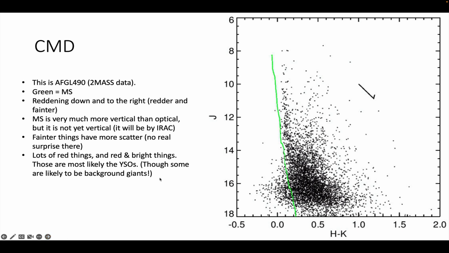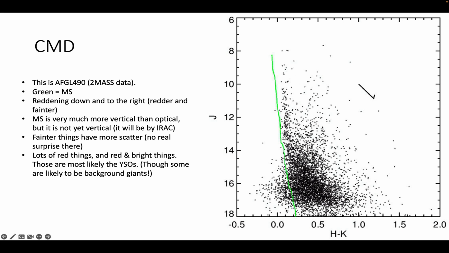So this is 2MASS data for AFGL 490. I've got J-band here and H minus K on the x-axis. Again, remember the numbers are increasing going down because I want bright objects at the top. So reddening is going to make me fainter and redder. So this time reddening is pointing down and to the right.